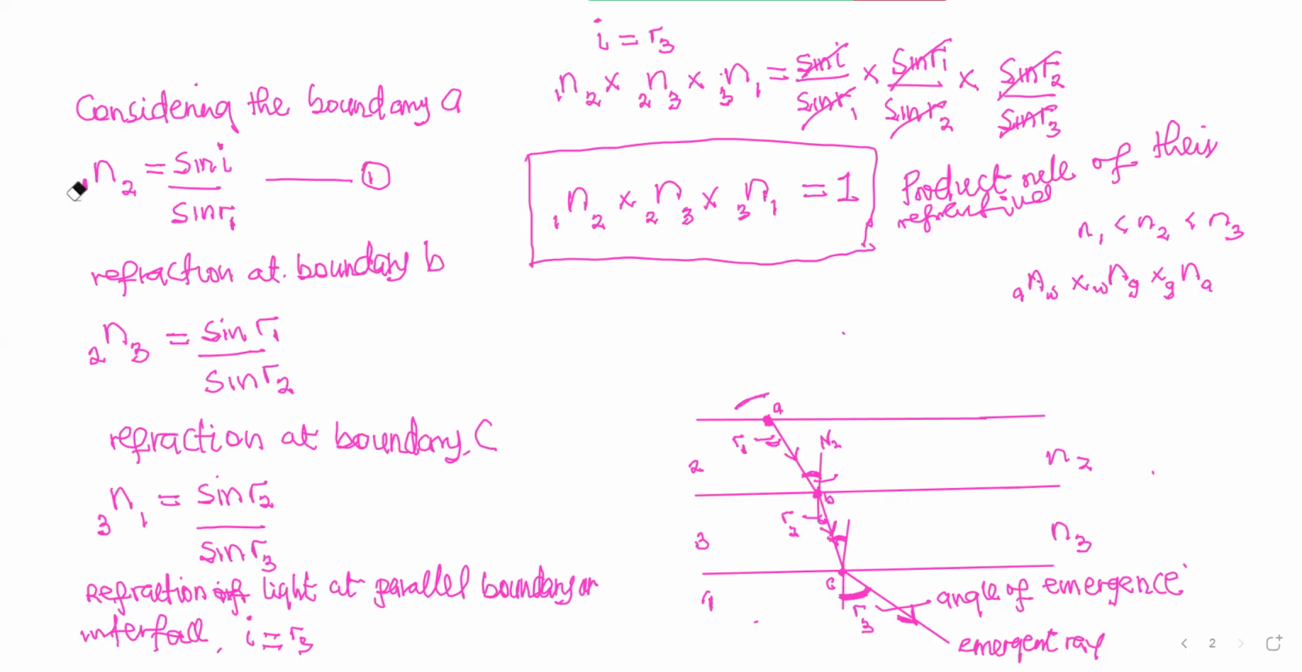I'm not going to draw, but assuming we have 4 media, then it means refractive index from 1 to 2 times refractive index from 2 to 3 times the refractive index from 3 to 4 times the refractive index from 4 back to 1. This product must be equal to 1. 5, the same thing. And don't forget, we saw it for 2. For any 2 composites, the refractive index from 1 to 2 times the refractive index from 2 to 1 must be equal to 1. This is the rule for composite media.